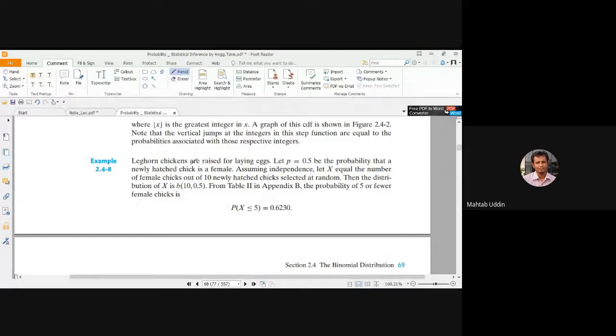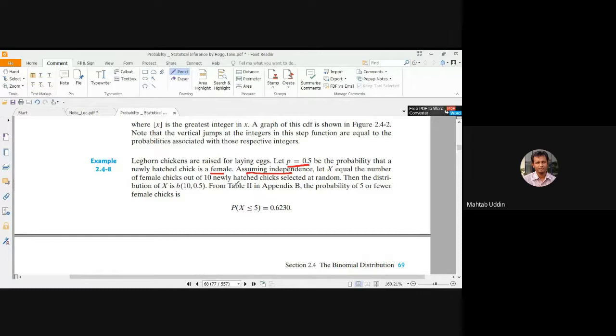You can see here, laying chickens are raised for laying eggs, p is 0.5, the probability that a newly hatched chick is female. Like 50% is female, and the rest 50% will be male. Assuming independence, be careful about the difference between hypergeometric and binomial: just the independence. Hypergeometric distribution is not independent, whereas the binomial distribution is independent from trial to trial.